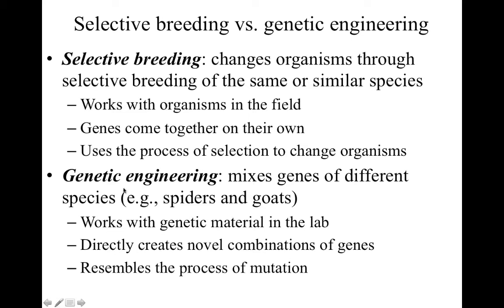This is compared to genetic engineering, which leads to GMOs. This is where you take genes from different species. This example says spiders and goats. If you took DNA from a spider and put it into a goat, what could you do with that? Just for example, they're two different species. They can't mate, but you can take DNA from one and put it into the other, and it has to be done in a laboratory.